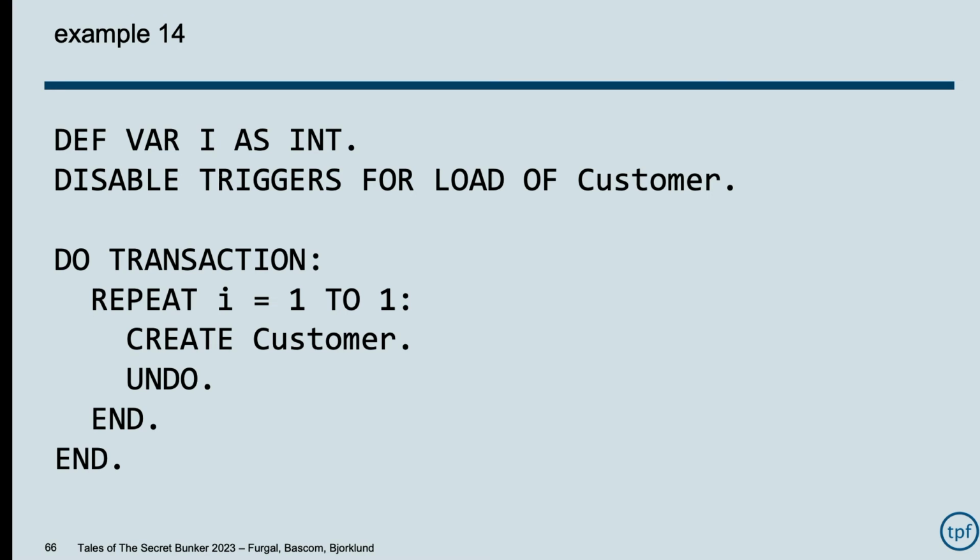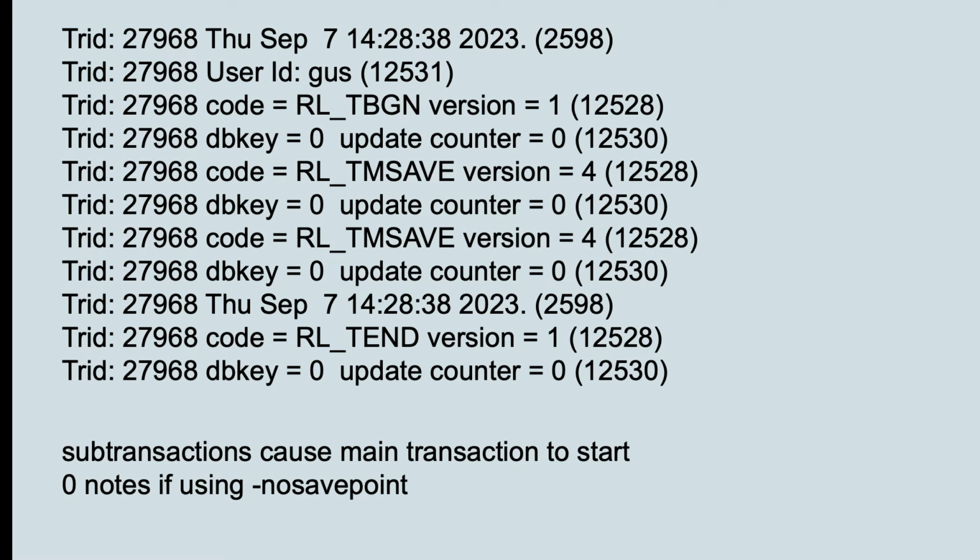Okay, so how about this example? Well, we have a repeat block. So you get save points because of that. Because in the repeat block, you get sub-transactions, which you can undo separately from the outer transaction. So you get some notes.